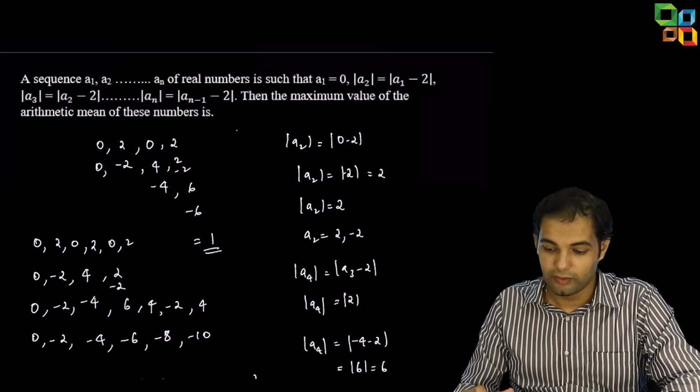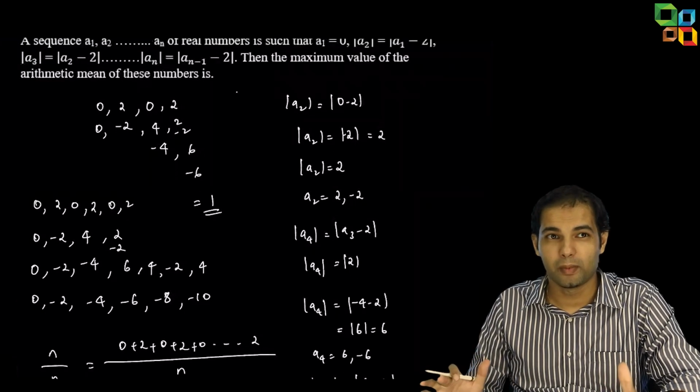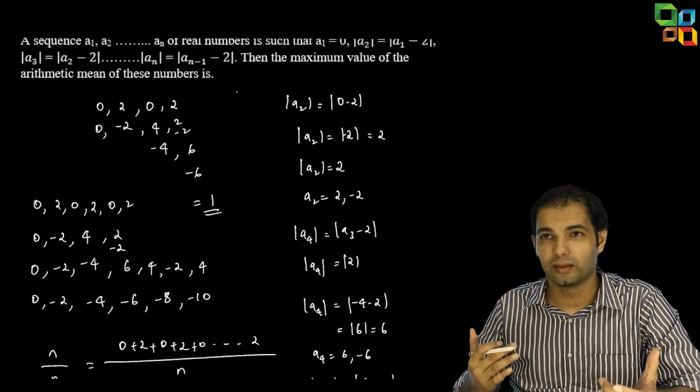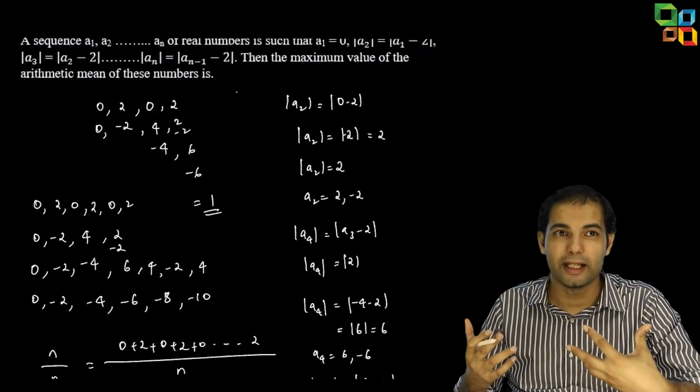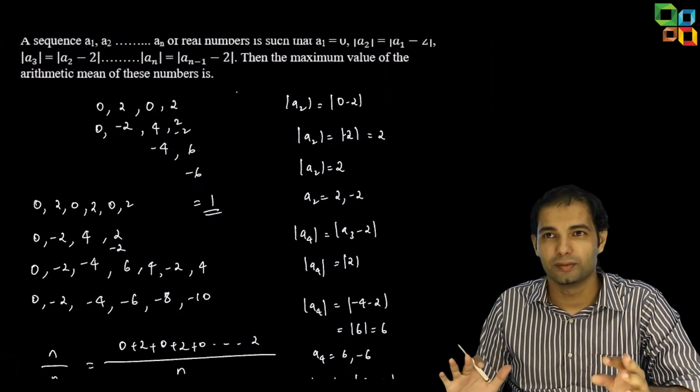See, the question is to find the maximum value of the arithmetic mean of this. Not any arithmetic mean. There are different patterns we can get. I can choose any pattern I like, but I want to make the mean maximum. That's all the question. Understood?